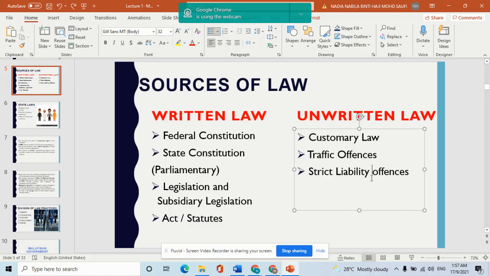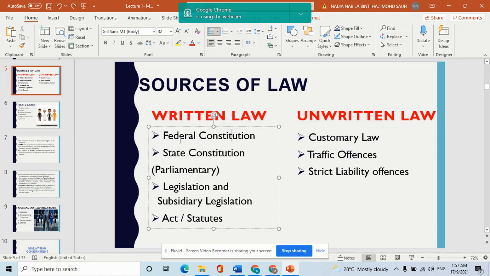So for written law, we have a few examples here. We have federal constitution, state constitution, legislation and subsidiary legislation, acts and statutes. For federal constitution, this is your Perlembagaan Persekutuan. I'm sure most of you have heard of this federal constitution.